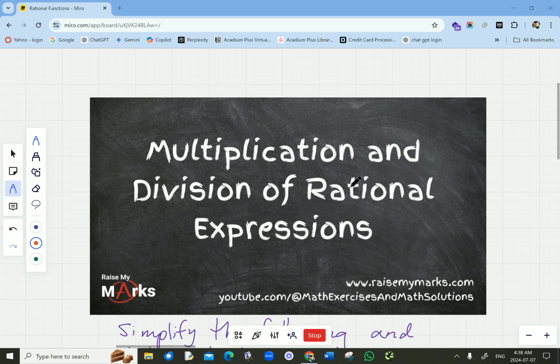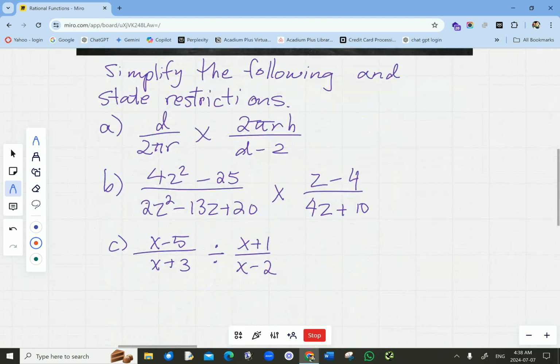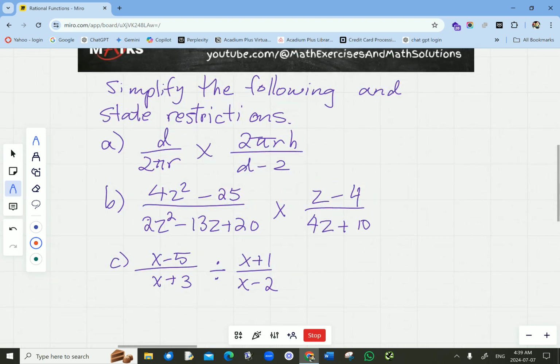So today we're going to look at multiplication and division of rational expressions or functions. All right, so let's have a look. First question is simplify the following and state restrictions. Actually, that's the only question we have. Great. Okay, so let's look at A.